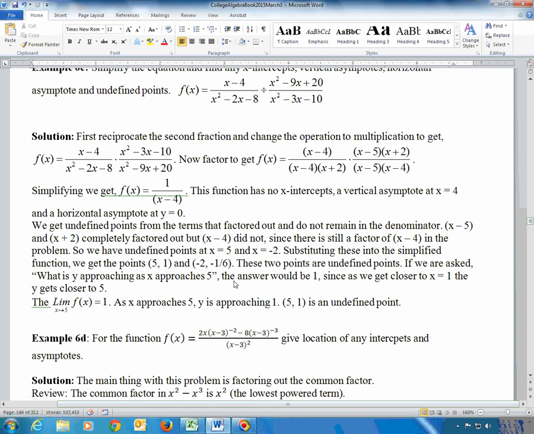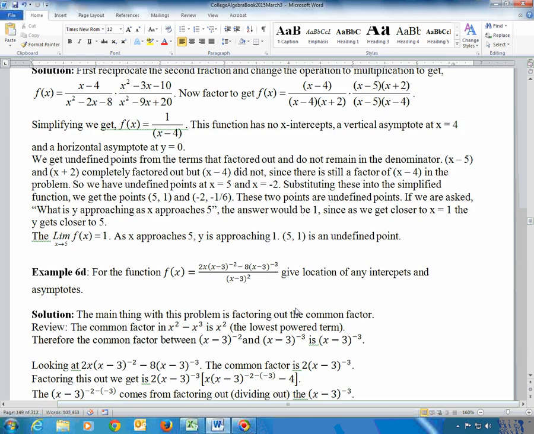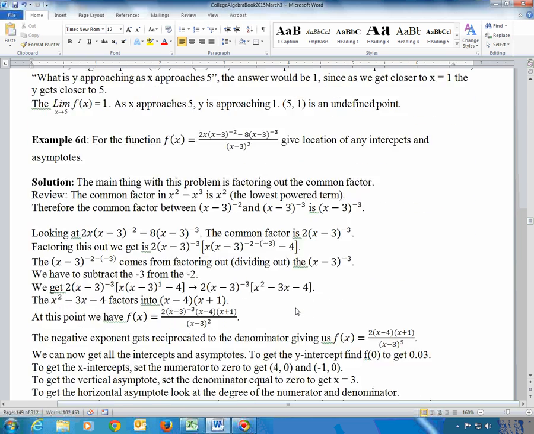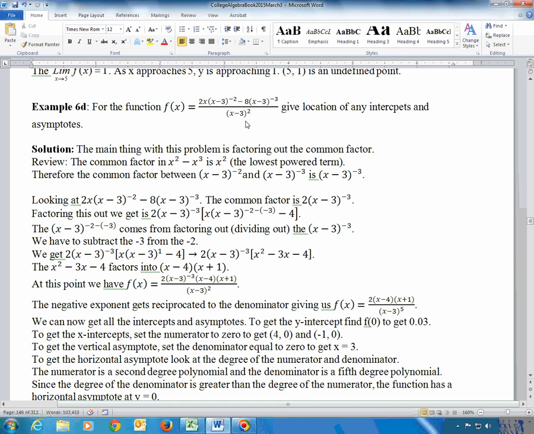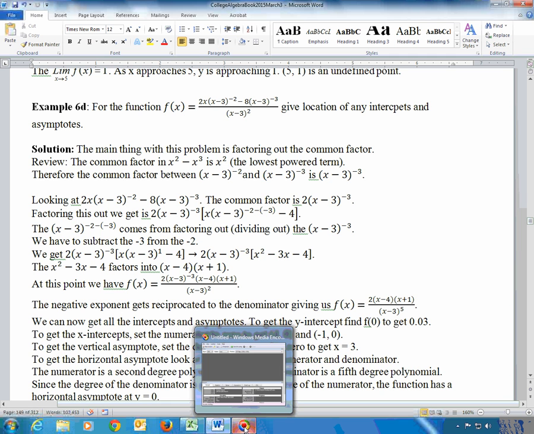So there's only 2 undefined points. That's where the x minus 5 is equal to 0, which is at 5. To get the y part, plug it in. Plug 5 in here, you get 1 over 5 minus 4, which is 1. And also from the negative 2, to get that point, you just plug the negative 2 in here. You get negative 1/6. So that's pretty much everything. Now this one, I'm going to save this one for the next video because it's pretty tricky. So let's do that on the next.